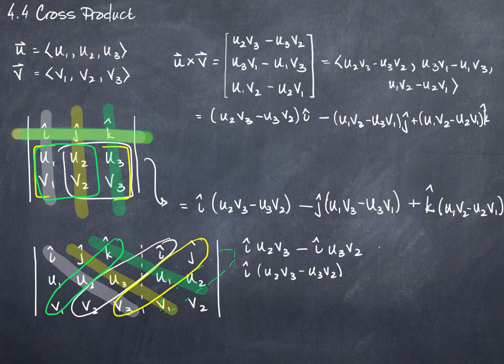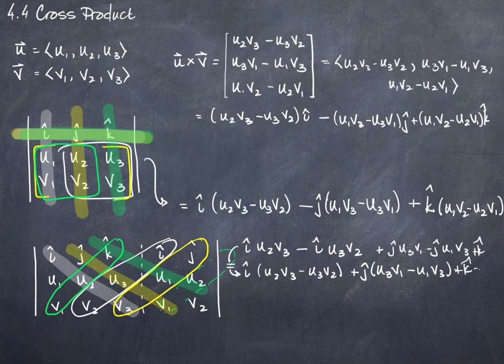To that, I'm going to add, not going to have enough room, j times u3 times v1 minus j times u1 times v3. So that's j, u3v1 minus j, u1v3. I'm just writing that this is equal to this. So the next thing I can do here is factor out the j, and I would get j times u3v1 minus u1v3. And then I'll do the same thing with the k term, right? So I'll get plus k times.